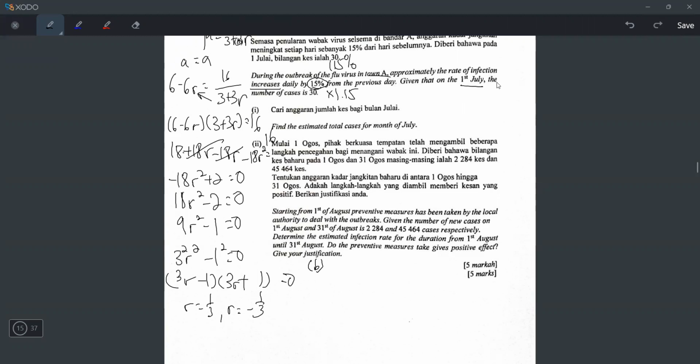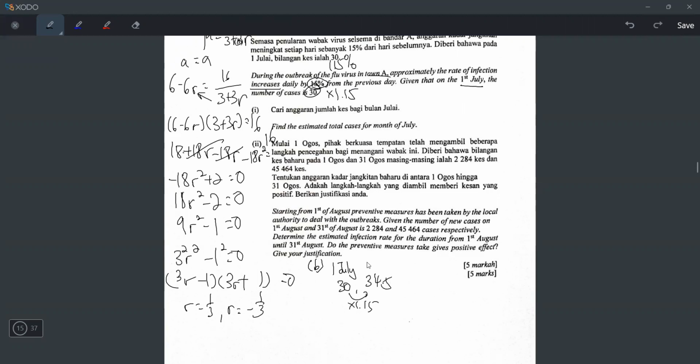Given that on the 1st July, the number of cases is 30. So 1 July, the number of cases is 30 cases. Okay, and then it will keep increasing by 1.15. So you will times 1.15. Okay, let's press the calculator. 30 times 1.15.